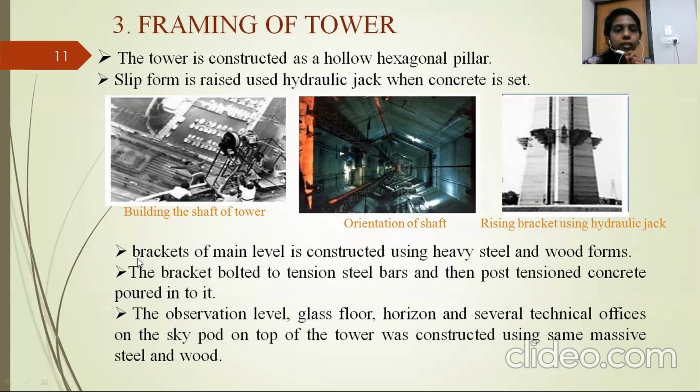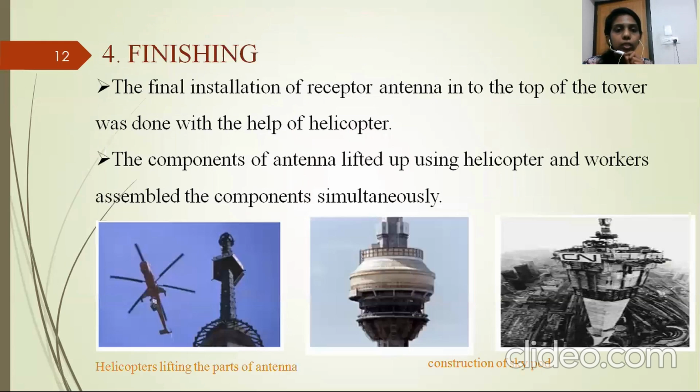Then the observation level is constructed using glass, and it was bulged outward as shown in the figure. It helped to get a clear view for the viewers. Then the last stage is the finishing stage. The finishing stage means the installation of the transmission parts like antennas, receptors, and so on. These parts were raised upward to the tower by using helicopters. So it makes the job very easy and saves a lot of time.